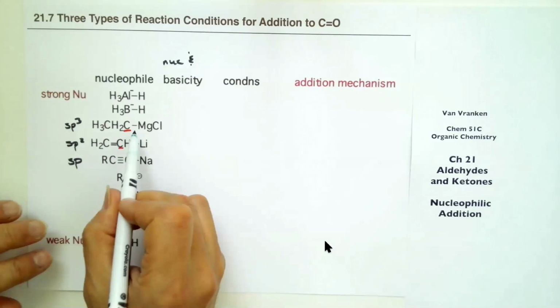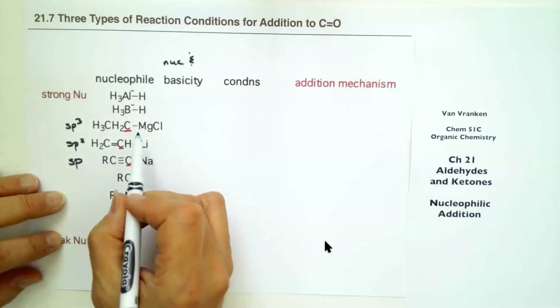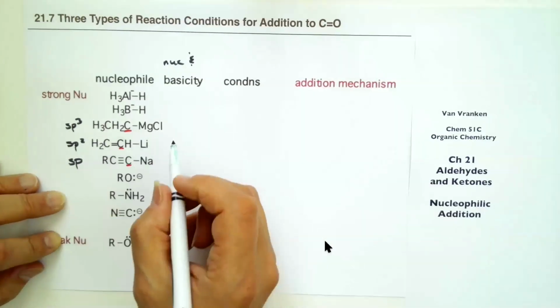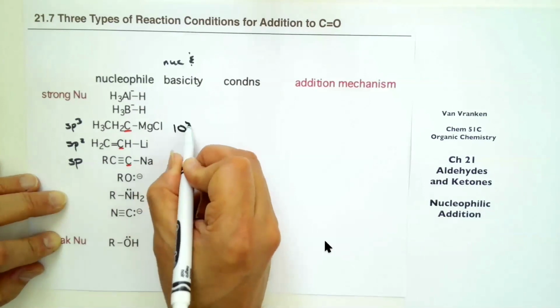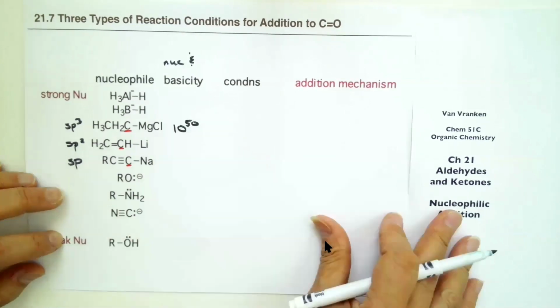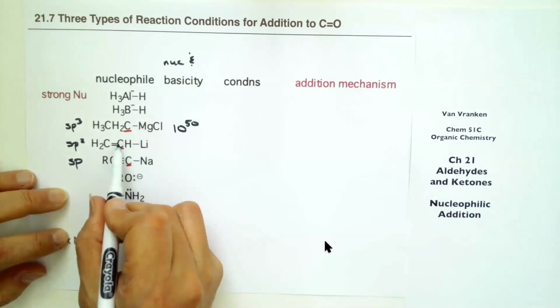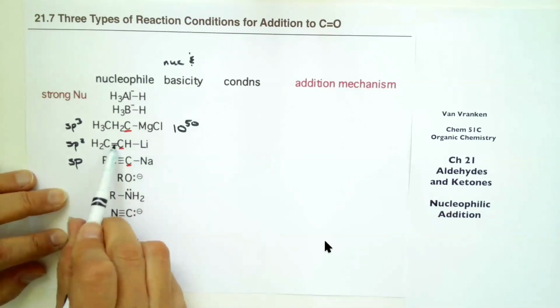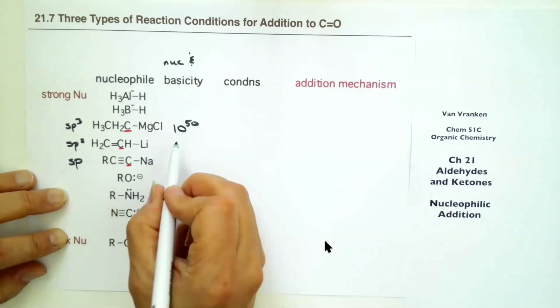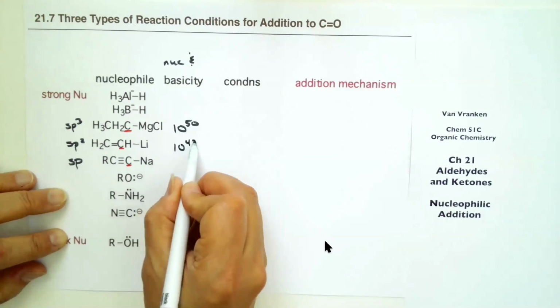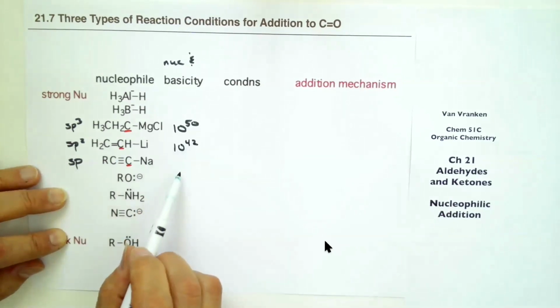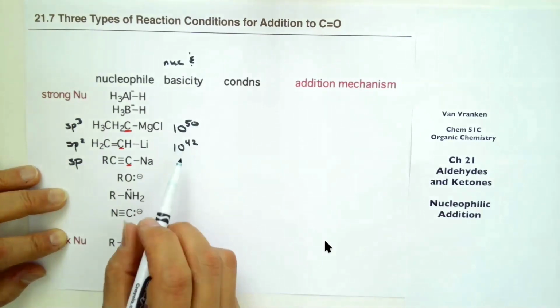So for sp3 hybridized Grignard reagents or organolithiums, or if you could make it, an organosodium, that's at the top of our relative basicity scale. Next in line is when it's an sp2 atom like phenyl or alkenyl. That's not as nucleophilic, only 10 to the 42 on our scale. Eight orders of magnitude difference is a huge difference in nucleophilicity.